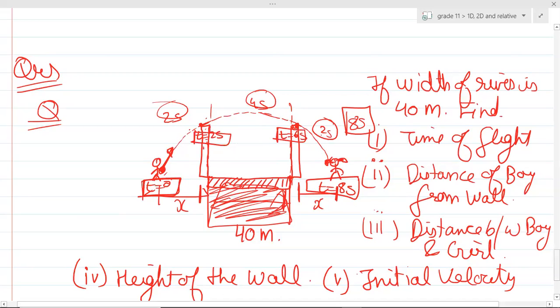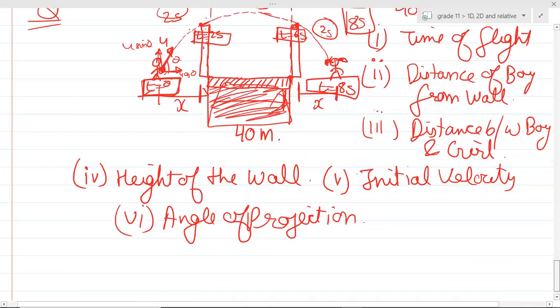So now, see guys, let us assume that this boy is throwing this at you. So let's say at an angle theta. So this will be u cos theta, right? And this will be u sin theta. X component, Y component, I am assuming anything, okay?